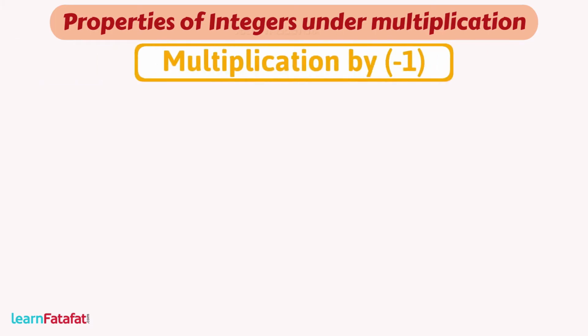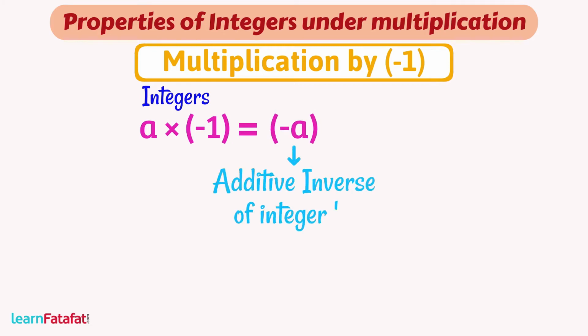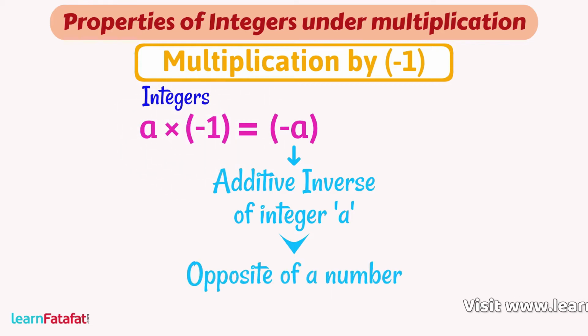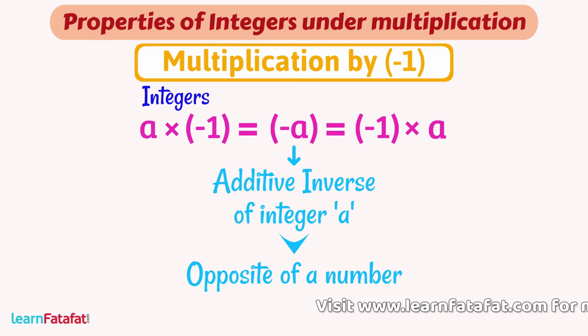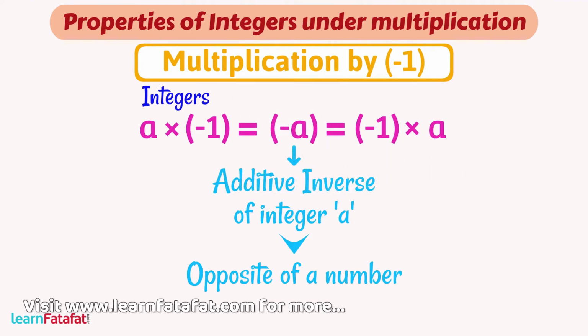Multiplication by minus 1. If an integer a is multiplied by minus 1, then the result is the additive inverse of integer a. Additive inverse is also called the opposite of a number. A into minus 1 equals minus 1 into a, which equals minus a. Thus, for finding the additive inverse of an integer, we multiply it by minus 1.